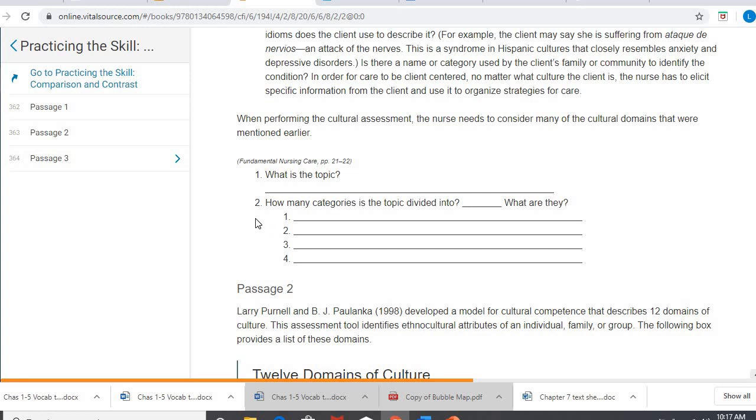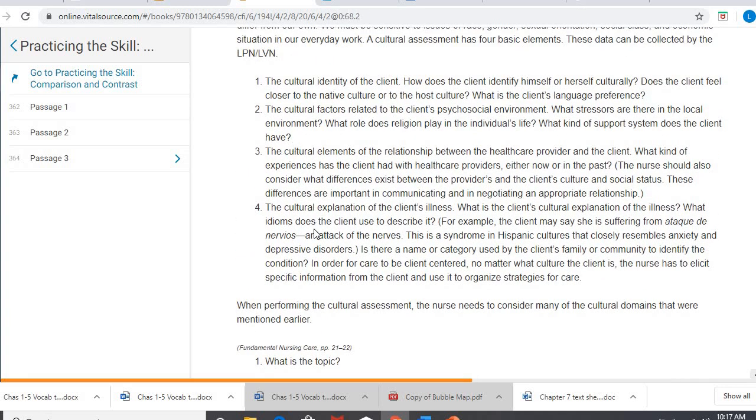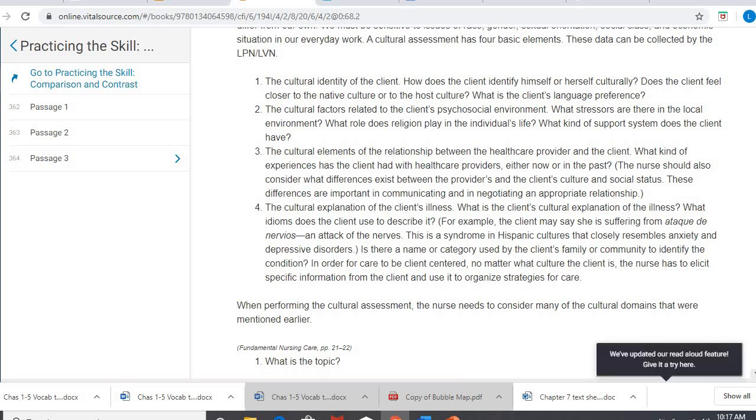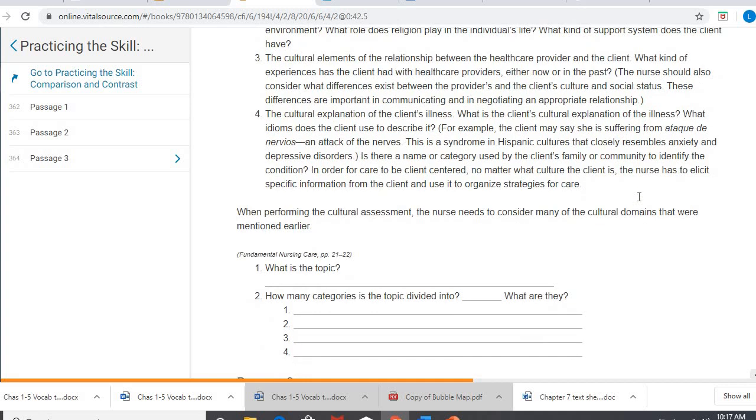All right, hopefully you've paused and read. We're only answering question 2 right now, and it's really short and sweet. How many categories is the topic divided into? Well, if you look back up, 4. And there's just not enough space, honestly, to write the rest of the question where it says, what are they? I'm not going to worry about that. Just know that they're in 4.